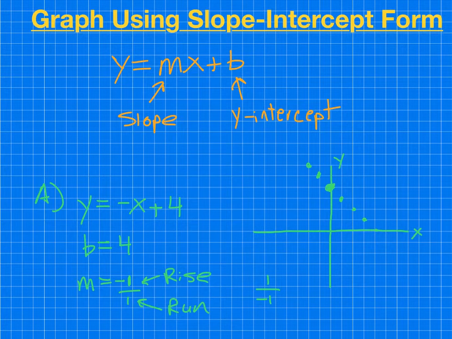And now all we have to do is connect our points to make a straight line and put arrows on our ends. And now we have a line that's given by this equation that we started off with.